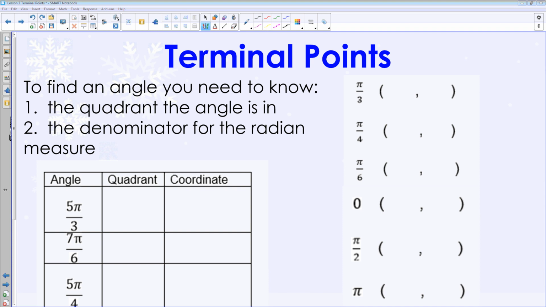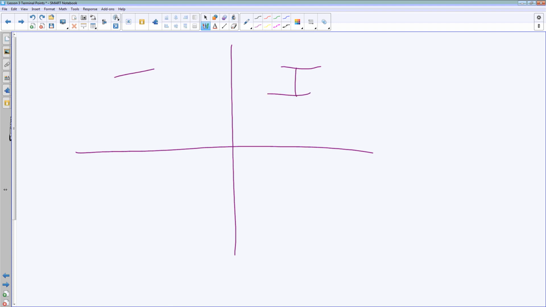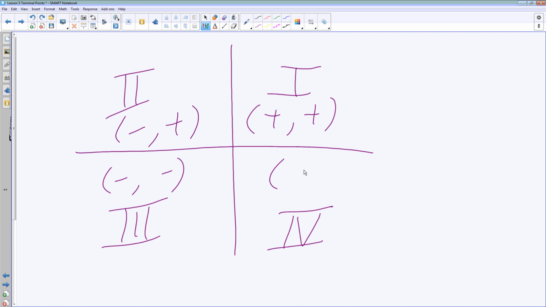Before we get too far into all of these examples, real quick, just a reminder. When you have the coordinate plane, quadrant 1, quadrant 2, quadrant 3, quadrant 4. In quadrant 1, both your x and your y are positive. In quadrant 2, it's negative and positive. Quadrant 3, both are negative. And in quadrant 4, the x is positive but the y is negative.